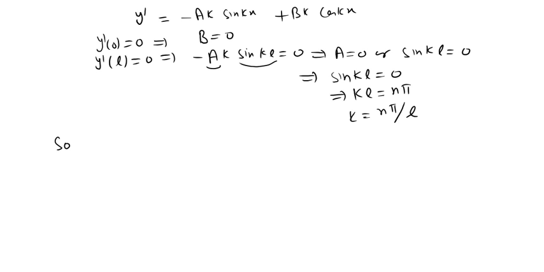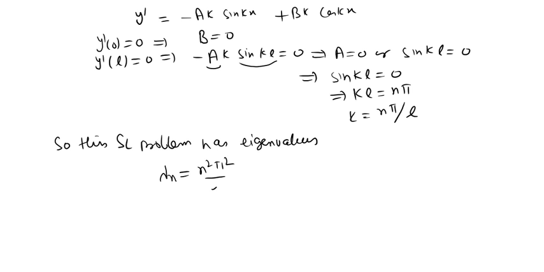So finally we collect everything. This SL problem has eigenvalues, so just write lambda n equal to n square pi square by L square. So here n equal to plus minus 1, plus minus 2, etc. From case 2 we also have a 0 eigenvalue, so I can club 0 here. So I am starting n from 0. Okay, that is for 0 eigenvalue, 0, 1, 2, etc.